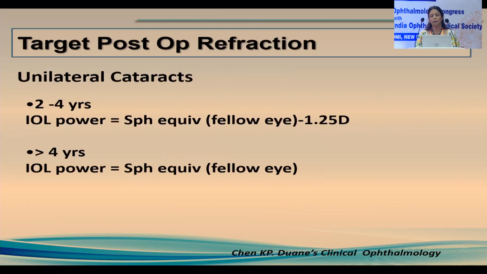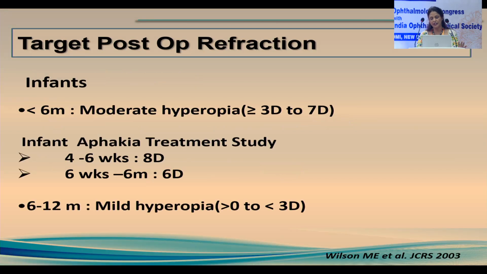So what I do in my practice is, for unilateral cataracts between 2 to 4 years, I normally take the spherical equivalent of the fellow eye, minus 1.25. More than 4 years, I usually make it equivalent to the fellow eye. For infants with bilateral cataracts, less than 6 months, I now started implanting IOLs even at 4 months. Earlier I was doing it after 6 months, but now I've seen it's better to implant the IOL at 4 months. So I'm aiming for a moderate hyperopia of 3 to 7 diopters, depending upon the other eye factors.